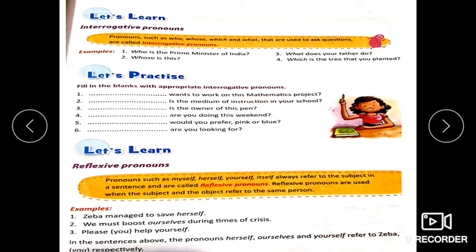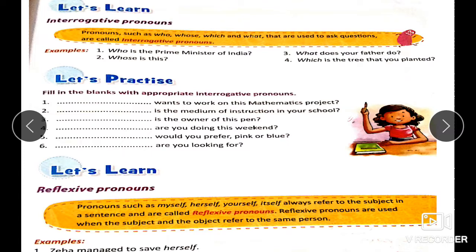Okay, now we move on to interrogative pronouns. Pronouns such as who, whose, which and what that are used to ask questions are called interrogative pronouns. Now, in here we find all these WH questions again refer to some noun. That's why these are called interrogative pronouns.